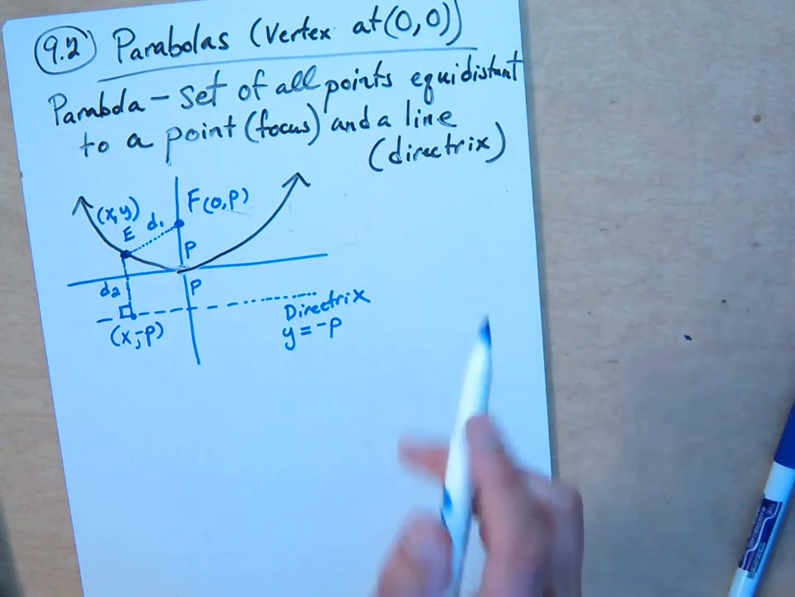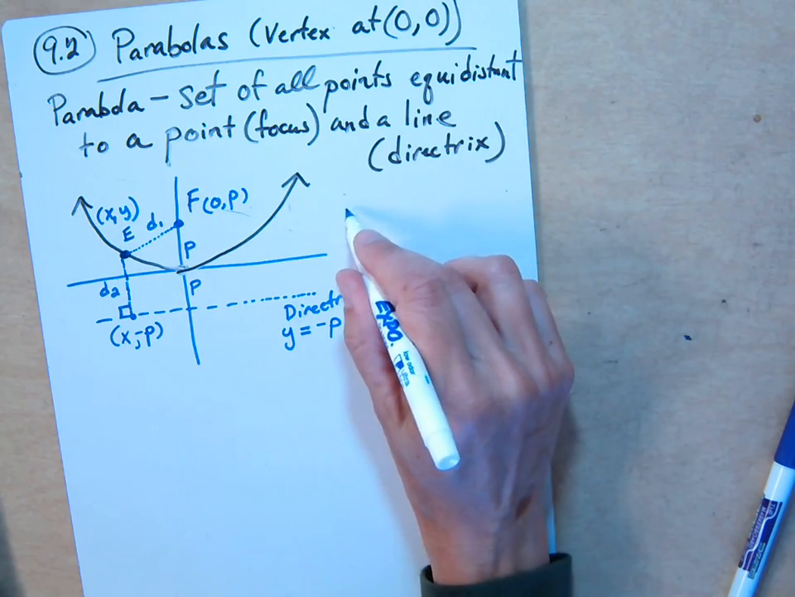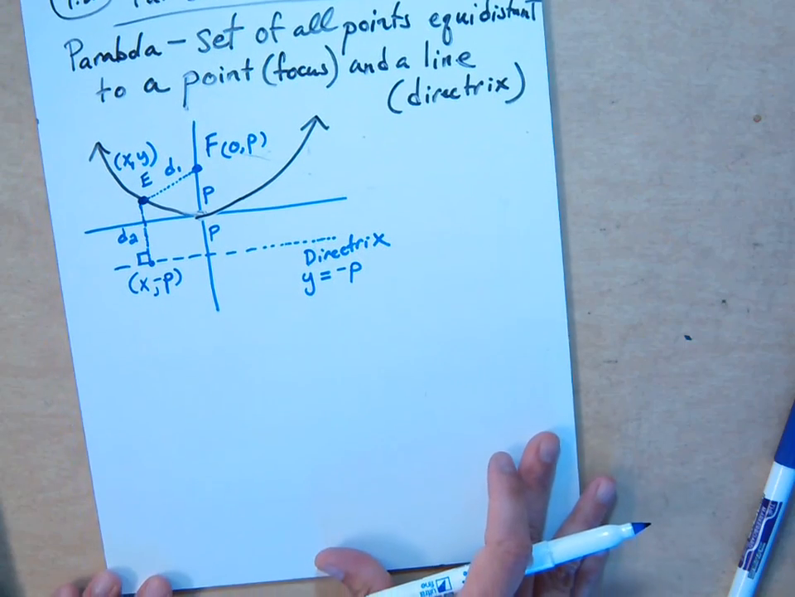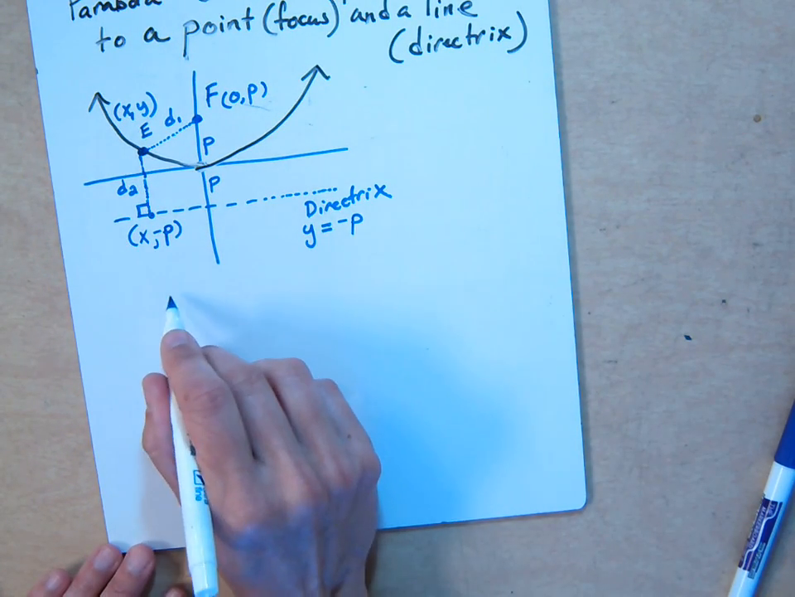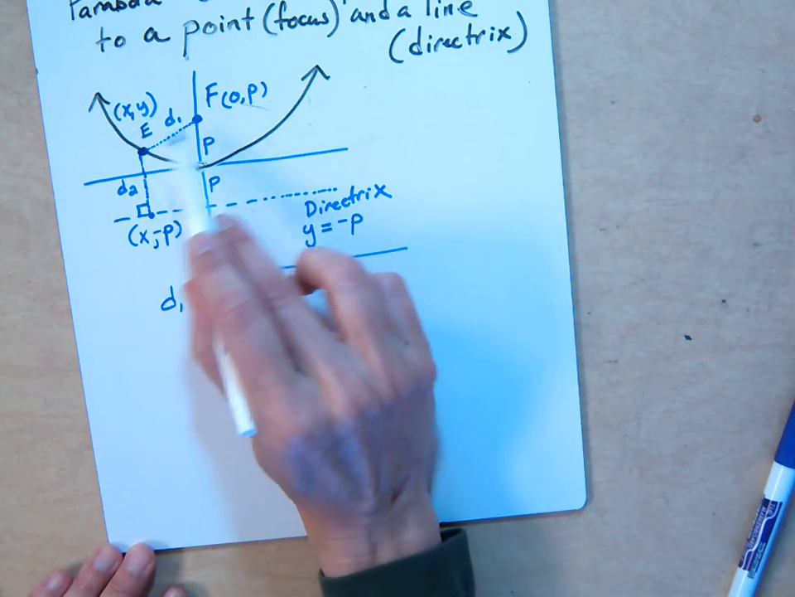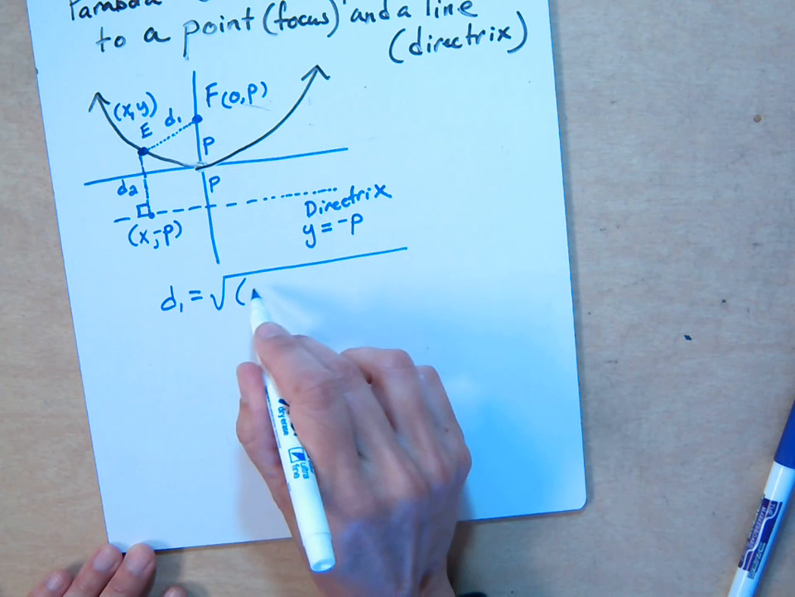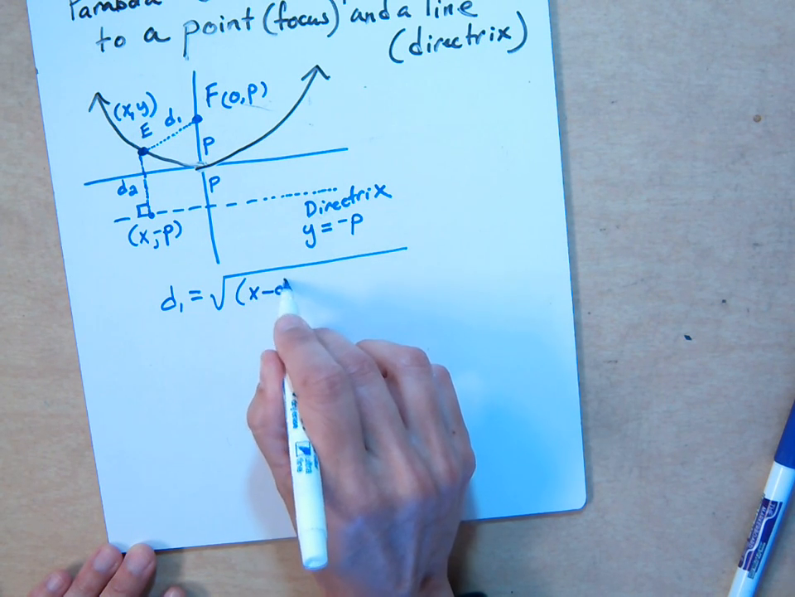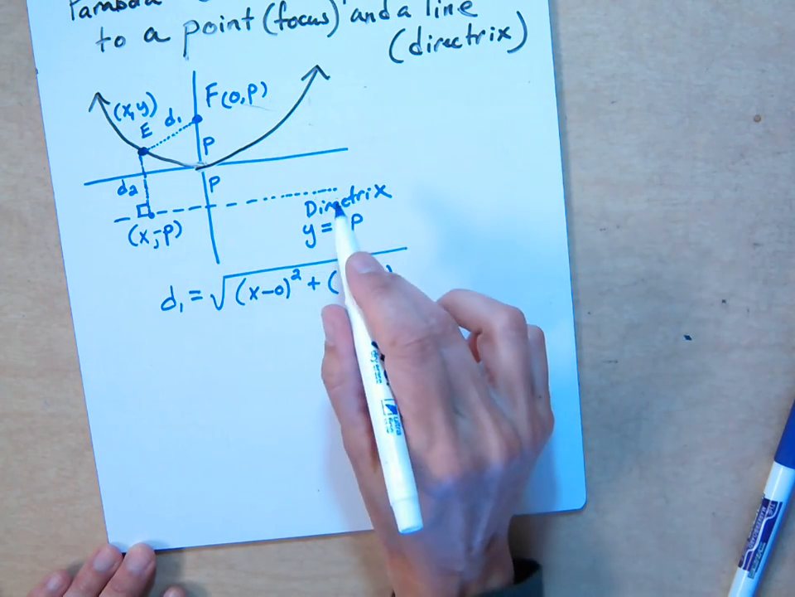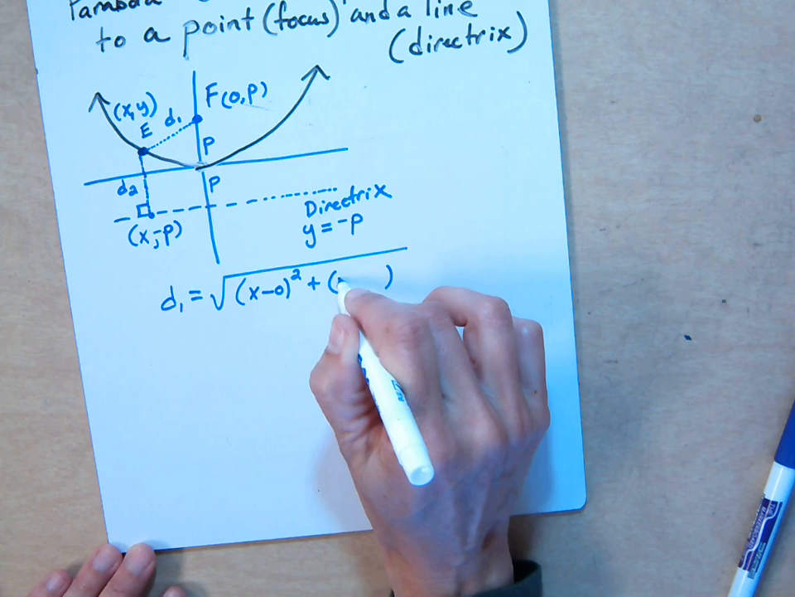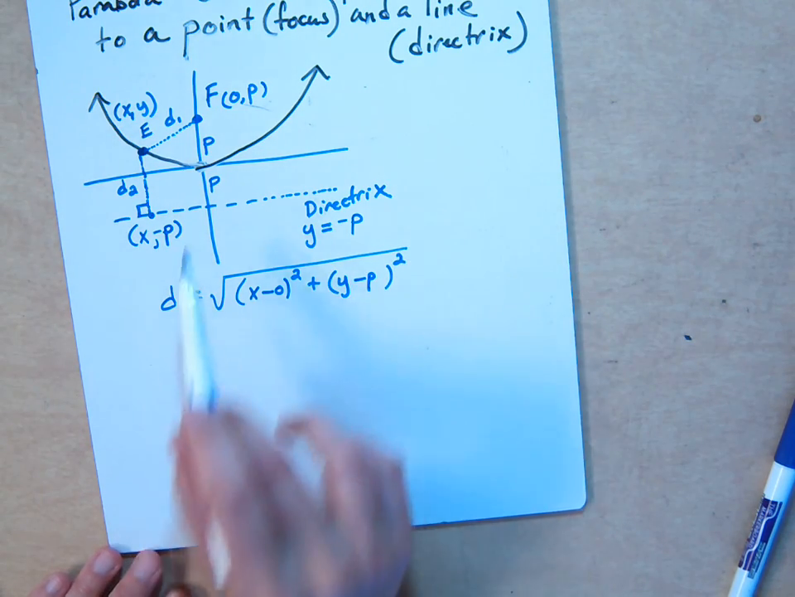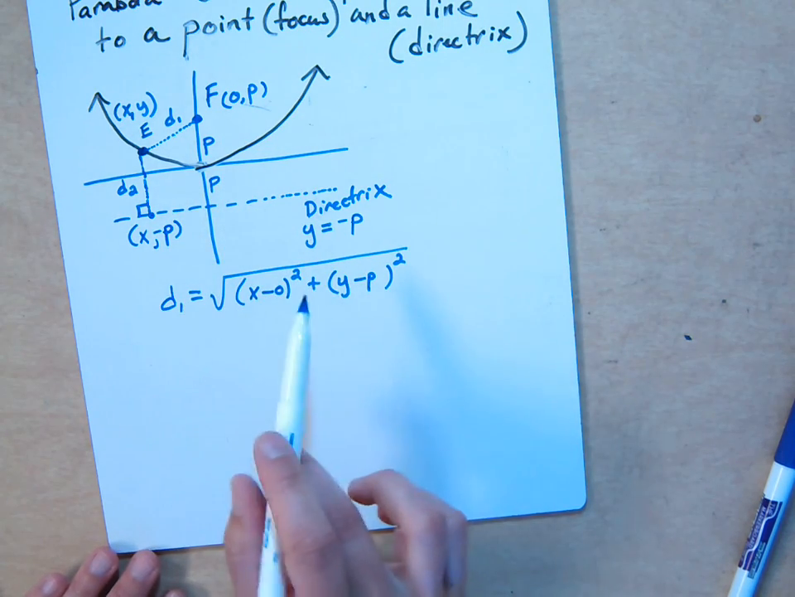Okay, so now we're going to calculate distance 1 and distance 2 and set them equal to each other, because that's the definition of the parabola. And then we'll have our equation. So distance 1, we'll just use the distance formula. It's the square root. We're going to take the coordinates of these 2 points. The difference in the x coordinates, x minus 0 squared, plus the distance in y, y minus p quantity squared. Everyone agree that's this distance, d1? I'm just using the distance formula.